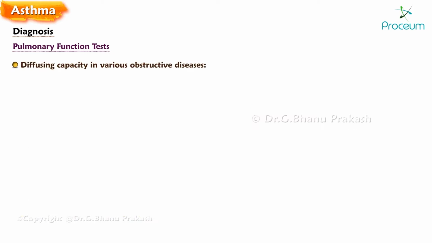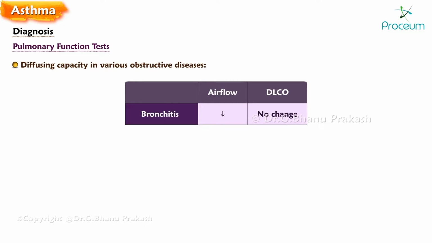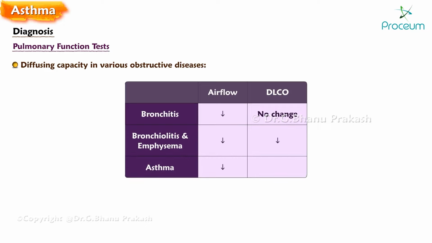Diffusing capacity in various obstructive diseases. Bronchitis shows reduced airflow and no change in DLCO. Bronchiolitis and emphysema both show reduced airflow and reduced DLCO. Asthma shows reduced airflow and an increased DLCO.